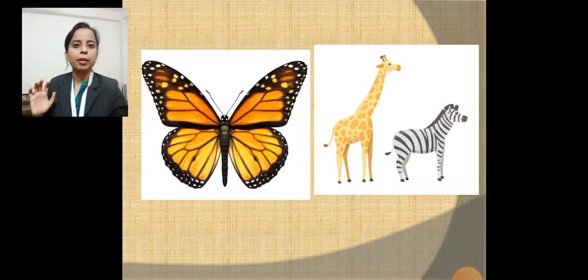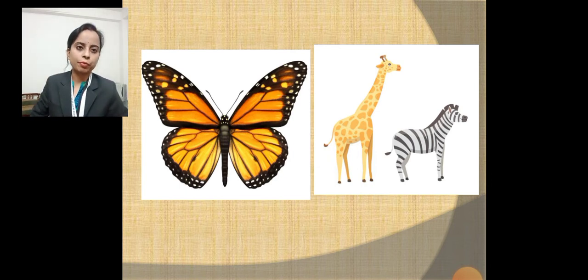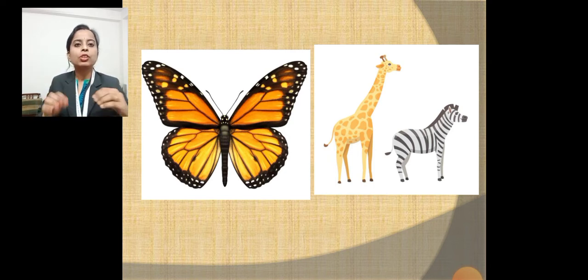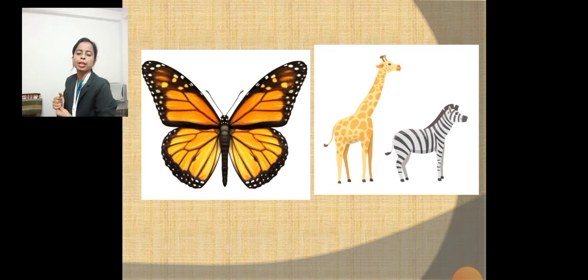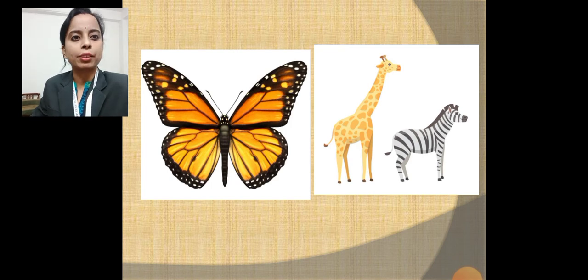Now here you can see, look at this image. Patterns on butterfly, patterns on giraffe and zebra. So butterfly, it's a natural pattern. Giraffe and zebra having patterns, it is a natural pattern. Okay, see the dots, giraffe having dots on the body, then zebra stripes. These are patterns. Okay, so as I have already explained, in nature we can find patterns on animals, leaves, birds, butterflies, etc. Clear? So these are examples of natural patterns.